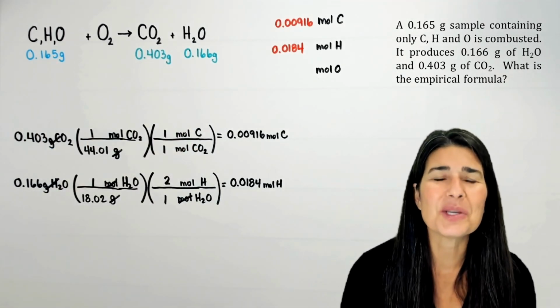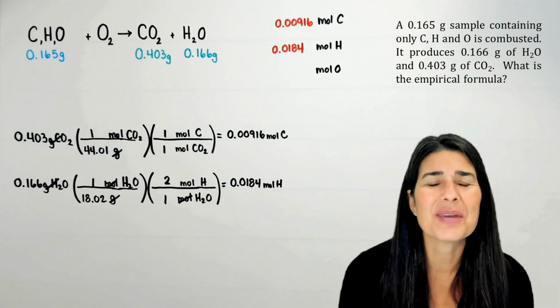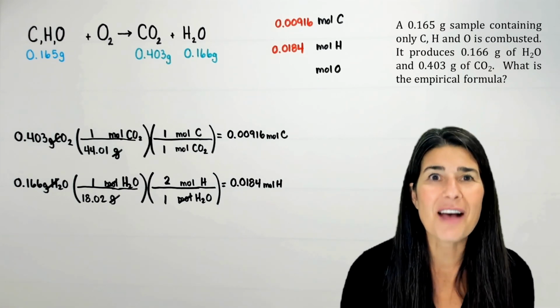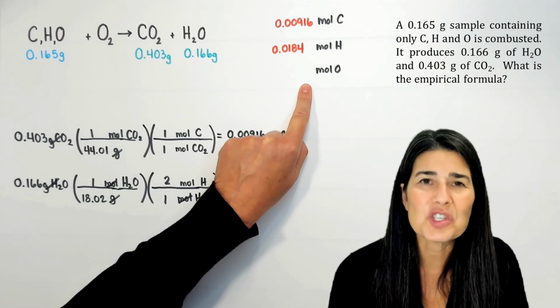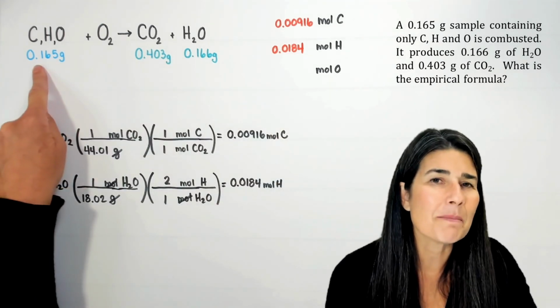So what are we going to do? What is the key here? How can we go about finding the amount of oxygen? Because we need moles of O. The key or the trick to this is using the total mass.